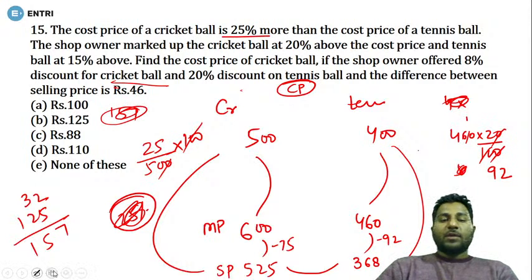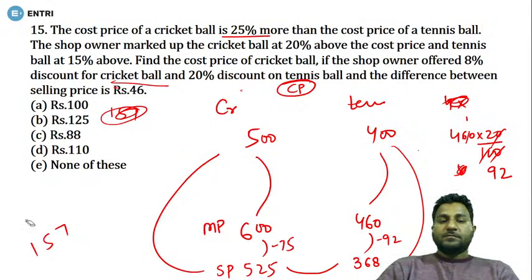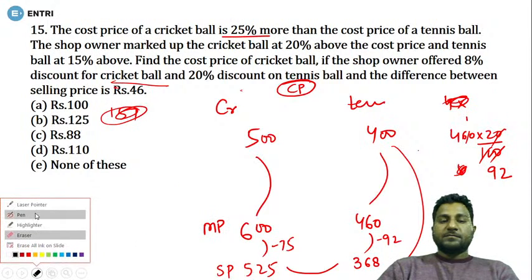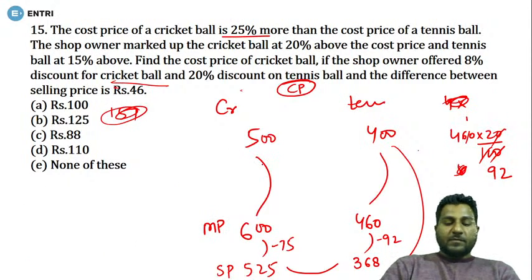So tell me how you are going to solve this one. 20% discount on the tennis ball. Come on everyone. Sharath, Valar. 125 is the correct answer. Yes, Valar. Come on.